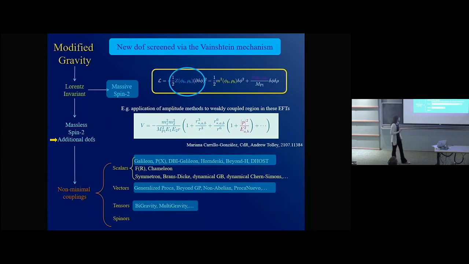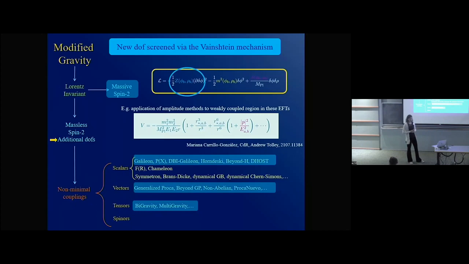I should say at the moment, this method applied to this type of models is in a very preliminary stage, because we really have to be working in a very weakly coupled region where the Vainshtein mechanism has not yet kicked in. And so one of the ideas of this type of workshop for me, at least, is to try to understand whether there's any way we could extend these amplitude methods to a region where the Vainshtein mechanism is much more active. So I don't know how to do that. Maybe some of you have some ideas on that.